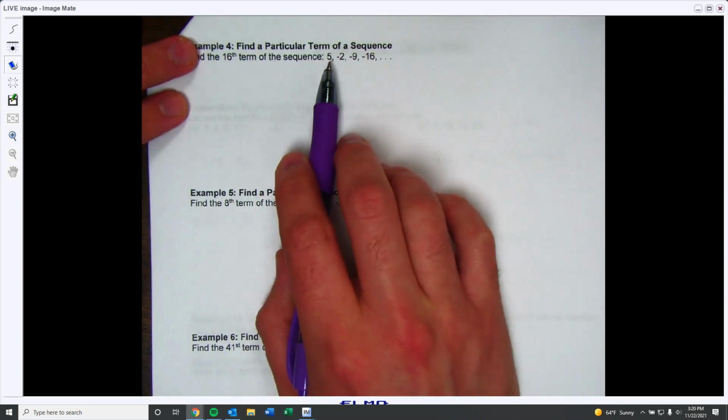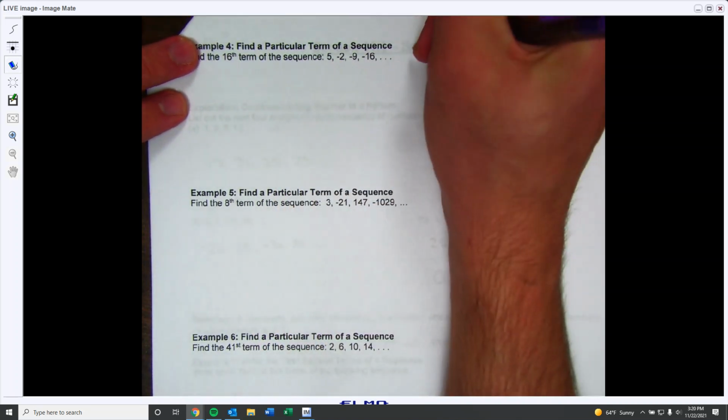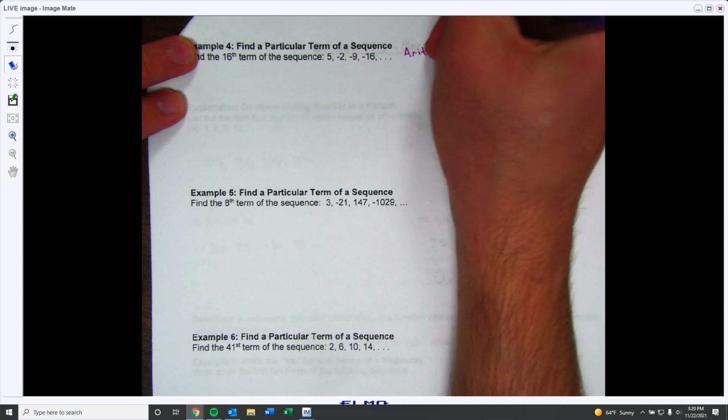So the first thing that we're going to do is we're going to go through and find the formula for this. Then we're going to use that formula to find the 16th term. Now looking at this one, I can see that I'm going down by 7 each time. So this one is arithmetic.